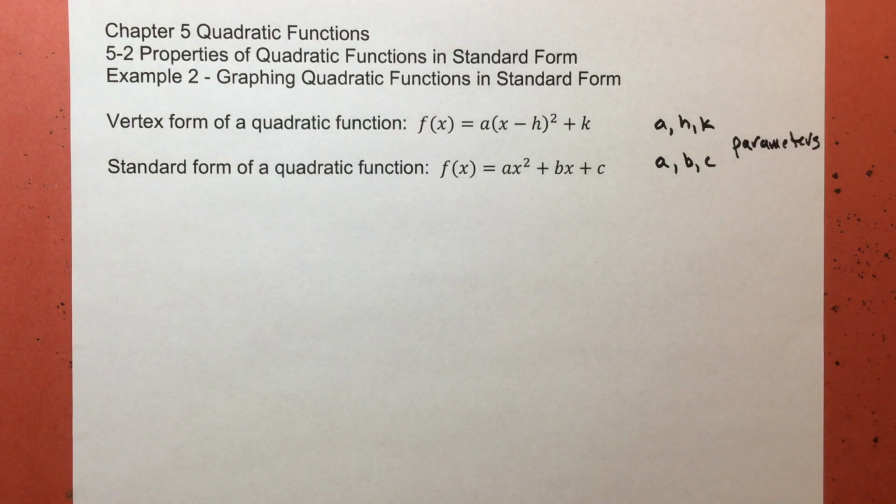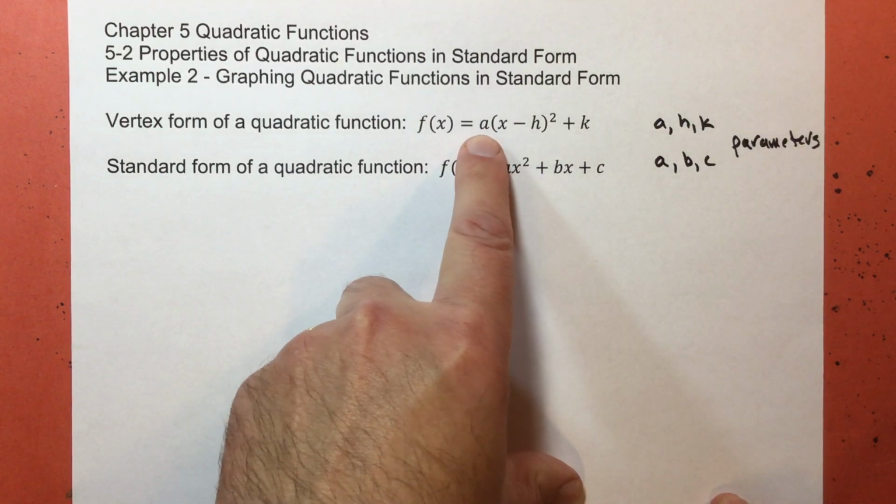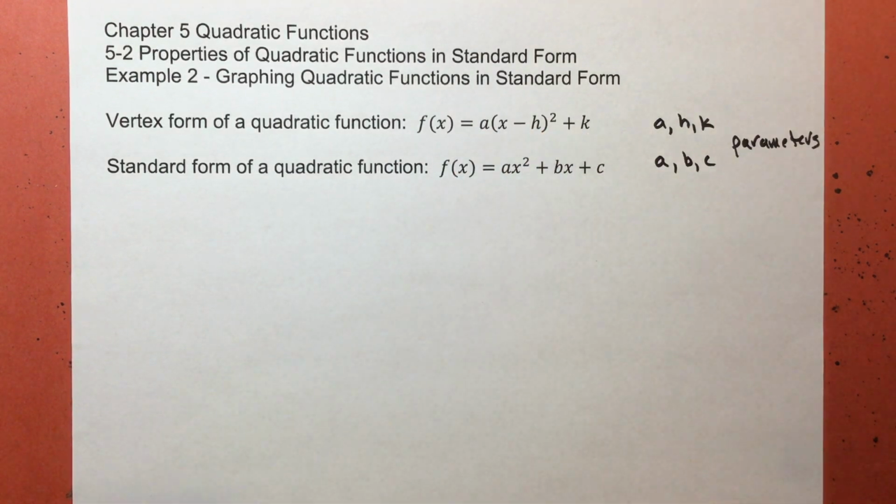Parameters are numbers, constants that represent various things, like I said, stretch, compression, and then the vertex. They represent various things inside of one function. The parameters for another function might change, but that doesn't mean that they are variables. So please pay attention to that.